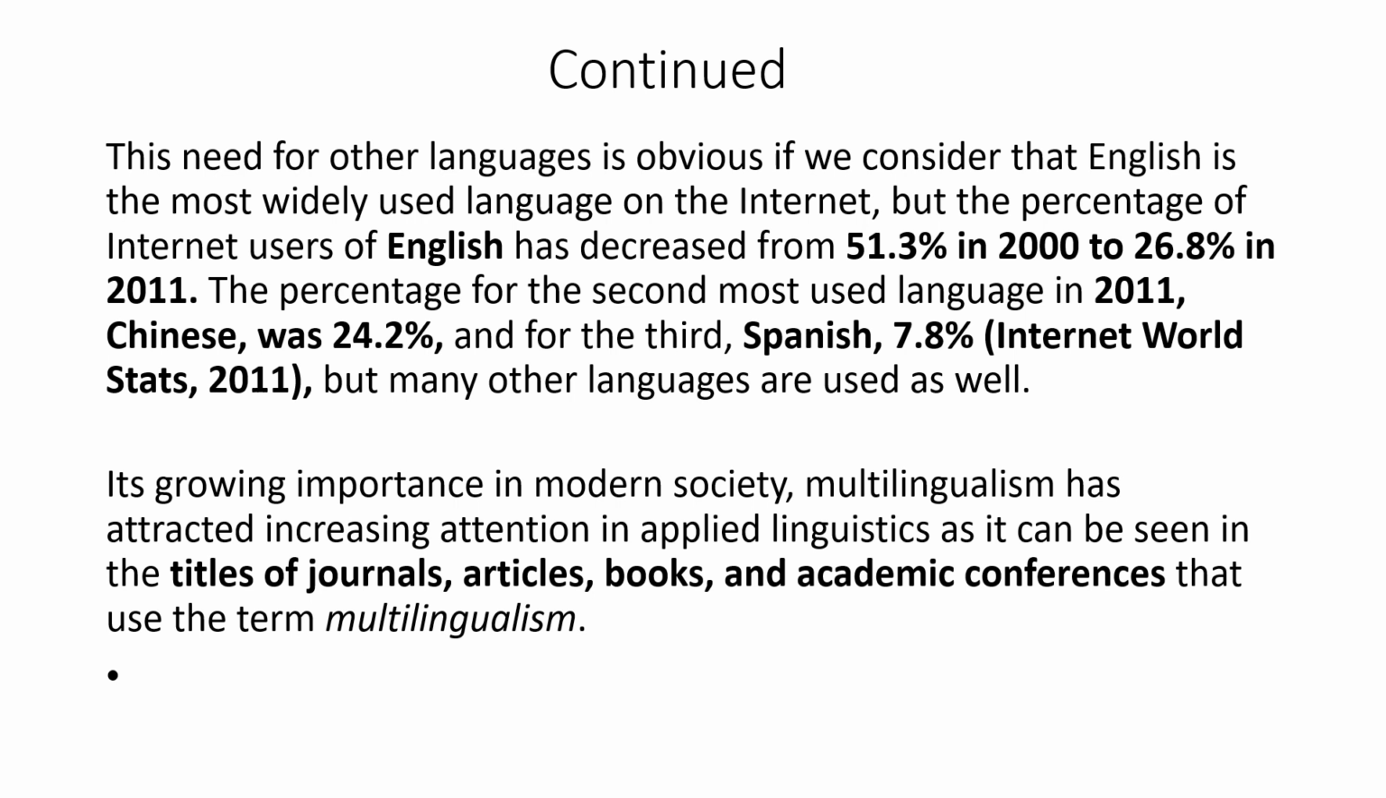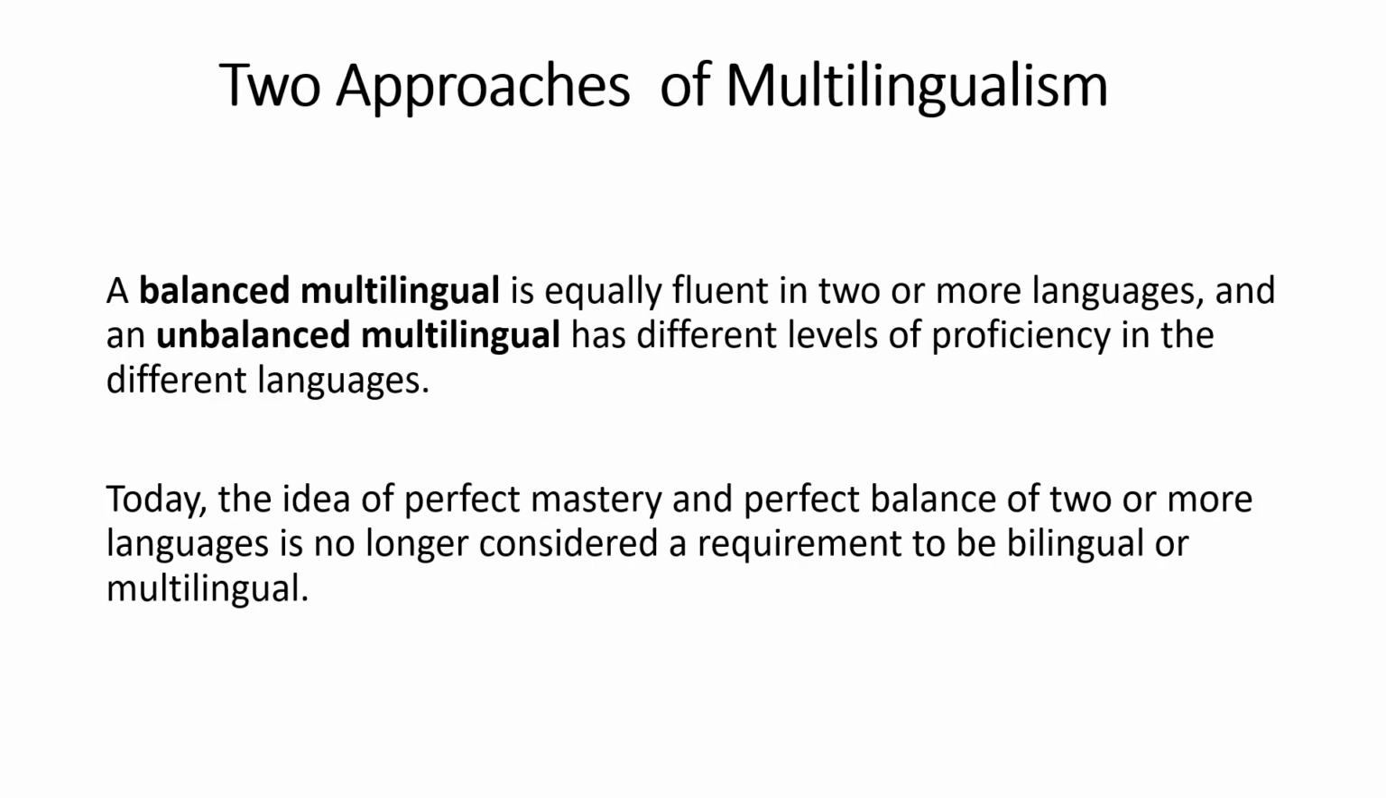titles of journals, articles, books, and academic conferences that use the term multilingualism. You can find thousands of articles and research papers written on the topic of multilingualism. Two approaches of multilingualism: a balanced multilingual and an unbalanced multilingual.